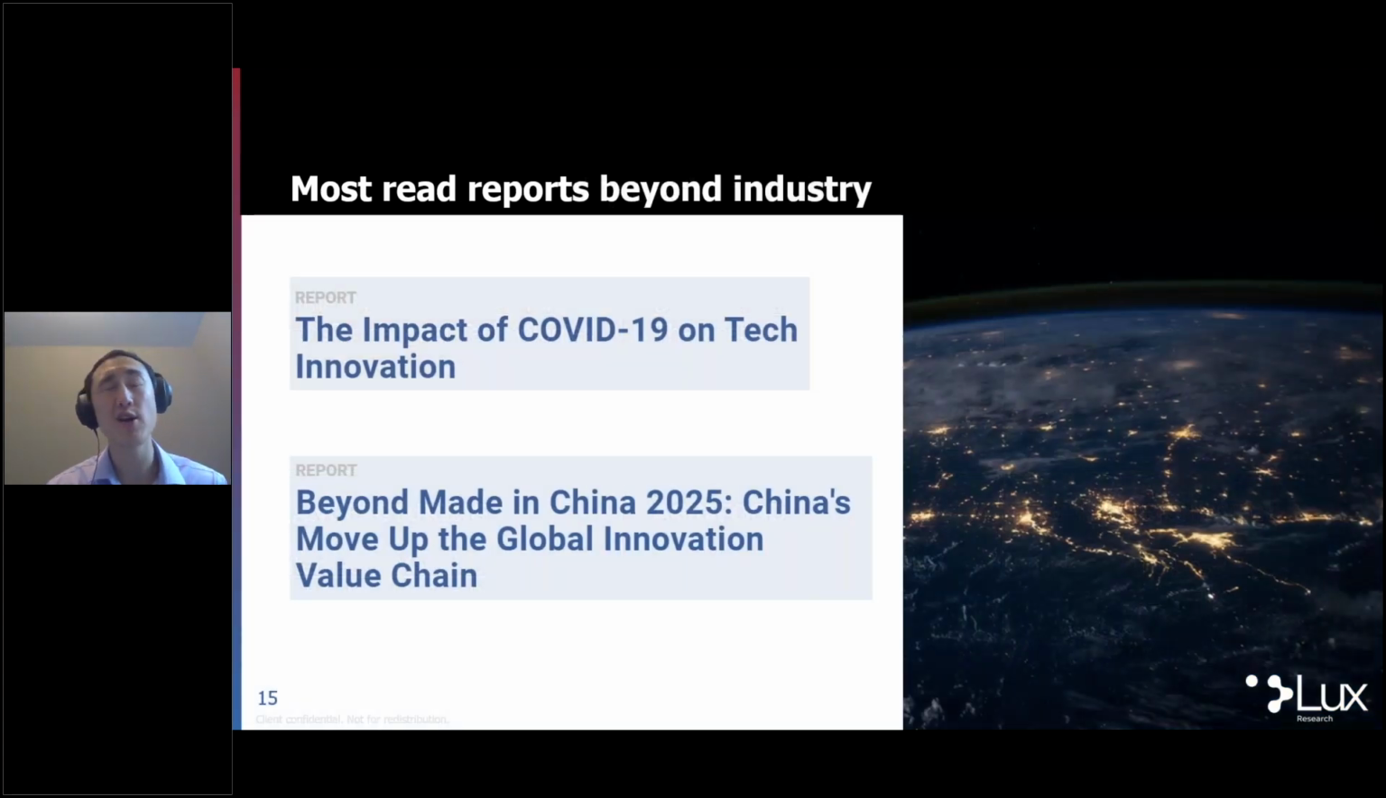Of course, not all reports are specifically focused on one set of technologies or a subset or one industry. We had huge interest on understanding the impacts of COVID-19 on technology innovation going forward. We wrote a report, we had a webinar, both of which got huge engagement from our client base. And then the other really interesting one was this big focus on a global power like China and really what its overall innovation strategy is going forward. So going beyond just the made in China strategy to how China is actually innovating across the value chain.